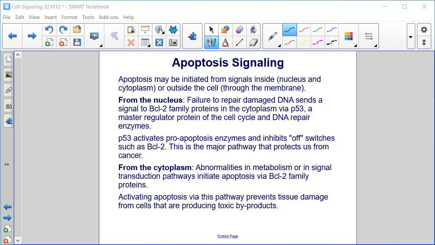From the cytoplasm, abnormalities in metabolism or in signal transduction pathways initiate apoptosis via BCL2 family proteins. Activating apoptosis via this pathway prevents tissue damage from cells that are producing toxic byproducts.